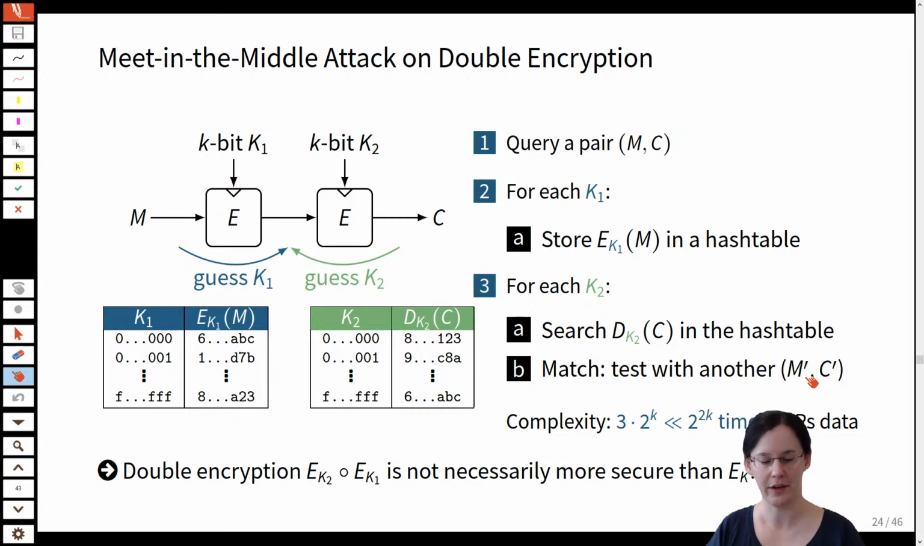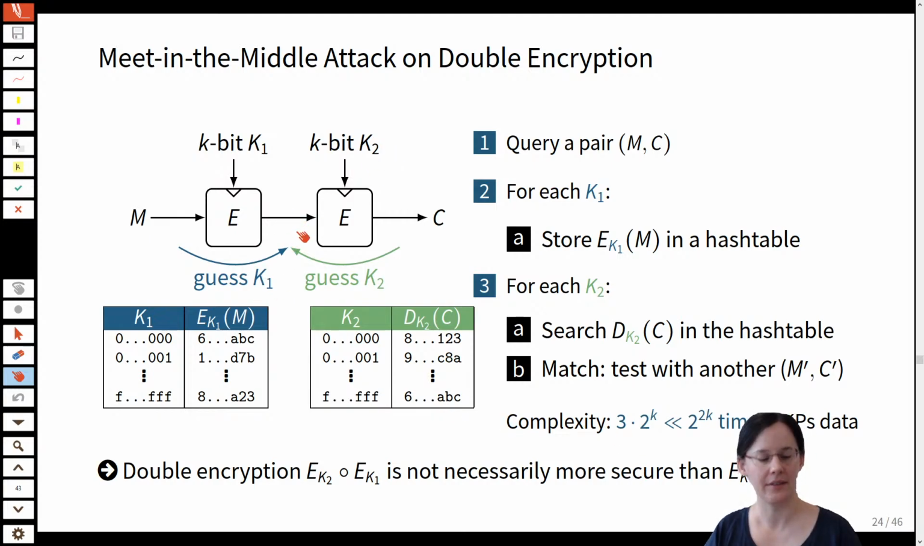And if I have such a match, then I have one possible combination of a key k1 and k2 that would correctly translate m to my intermediate table value to the final ciphertext. So one candidate for the right key. Now I'm not done yet at this point, because I will not just get one key candidate usually. Instead, if I have 2 to the k options here and 2 to the k here, I have a total of 2 to the 2 times k combinations, and the probability that one of them is correct is 2 to the minus n.